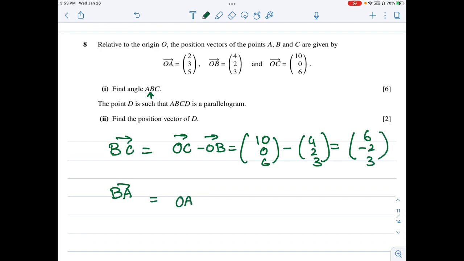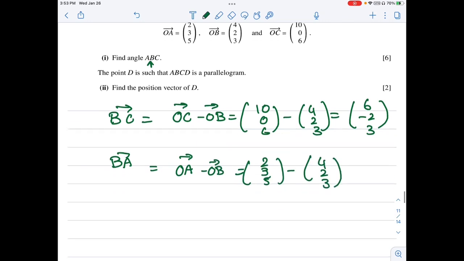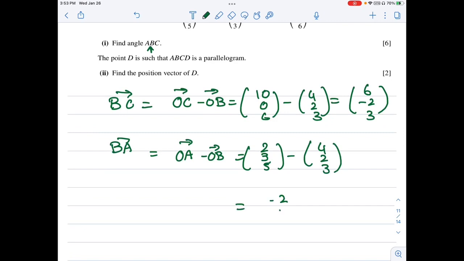BA is second vector minus first vector, OA minus OB. OA is nothing but (2, 3, 5). OB is nothing but (4, 2, 3). So BA is (-2, 1, 2).